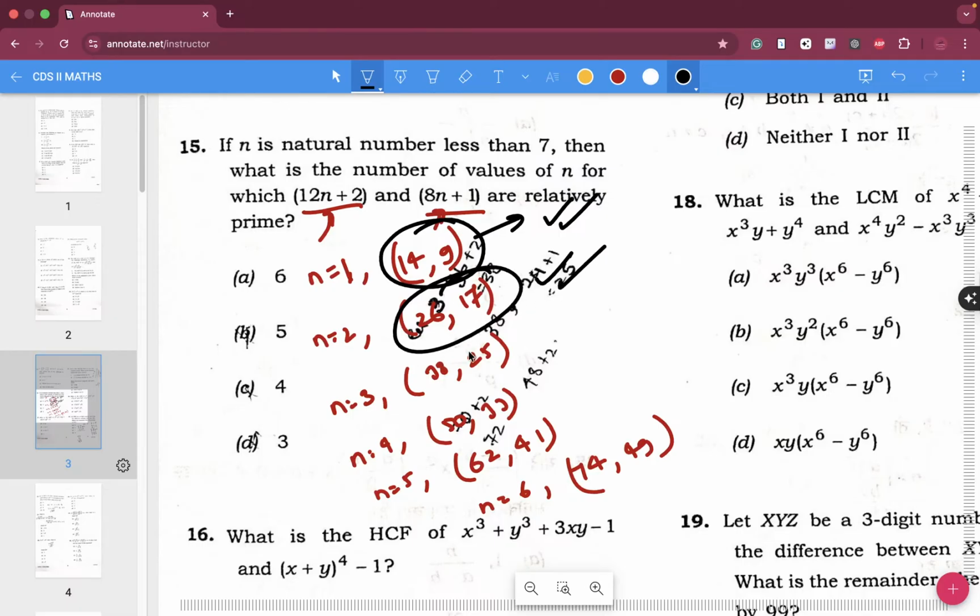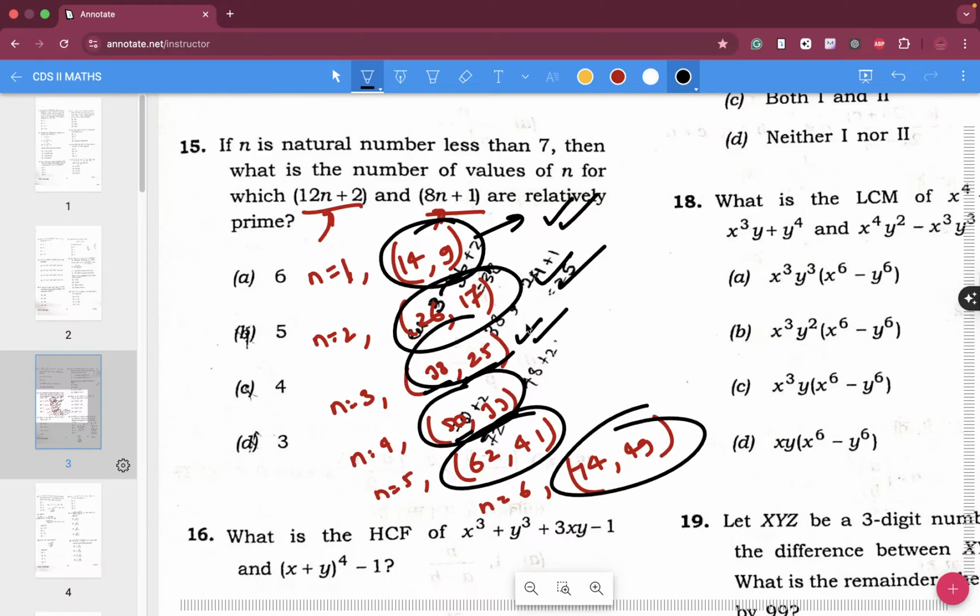Yes, again they are co-primes. As long as you don't have any common factor between the given numbers, they are co-prime. So how about these ones? They are also co-prime. How about this one? They are also co-prime. So the correct answer for question number 15 is going to be 6.